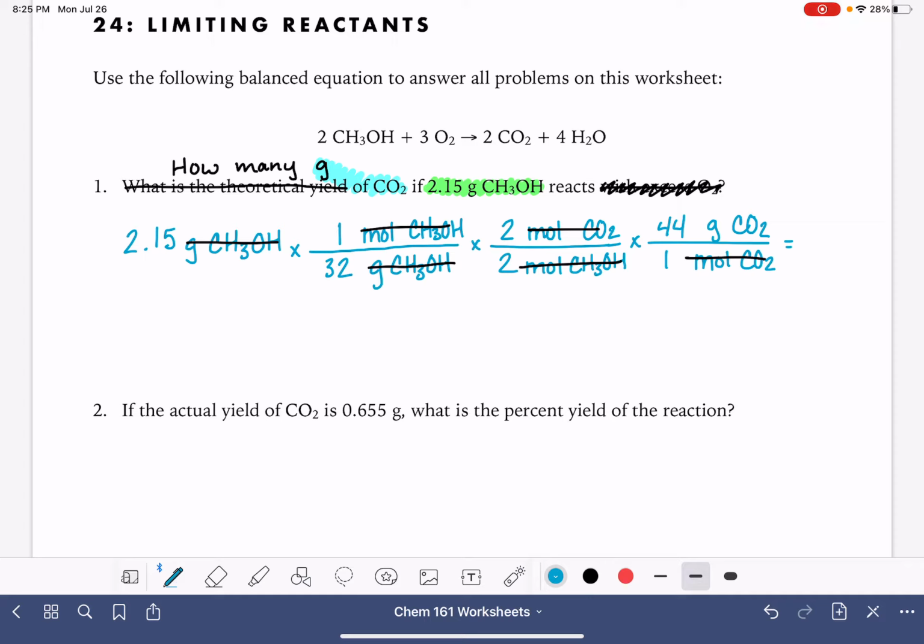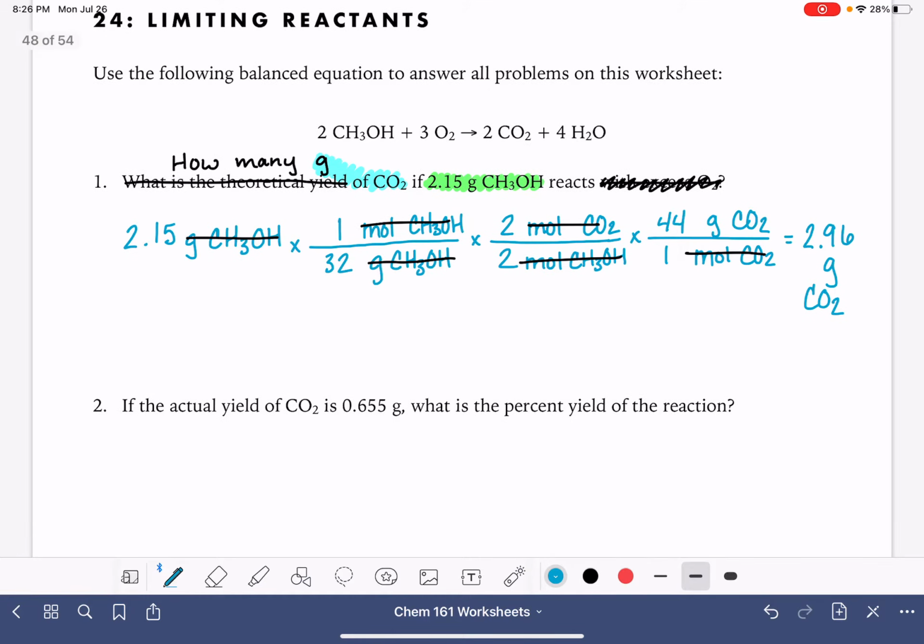2.15 divided by 32 times 44, because I'm leaving out the times 2 divided by 2. That gives me 2.96 grams of CO2. That is my theoretical yield.